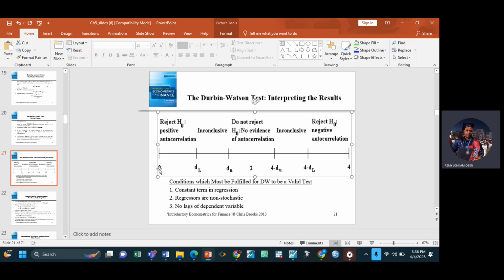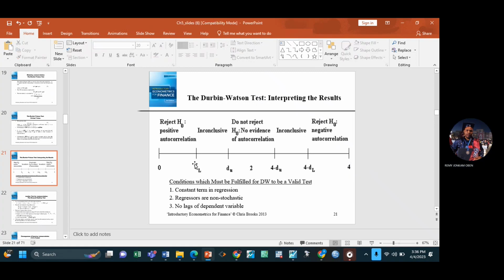The Durbin-Watson test statistic ranges from 0 to 4, right? Now, look at this: DL is the lower critical value, and we have the upper, DU. If the value falls around 2, it means there is no evidence of autocorrelation, right? The null hypothesis here is that there is no autocorrelation. We cannot reject this null hypothesis if it is around 2.